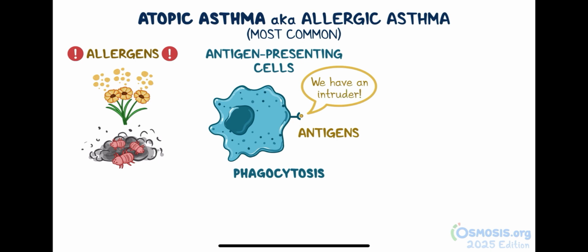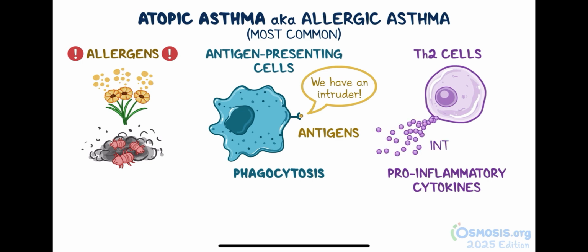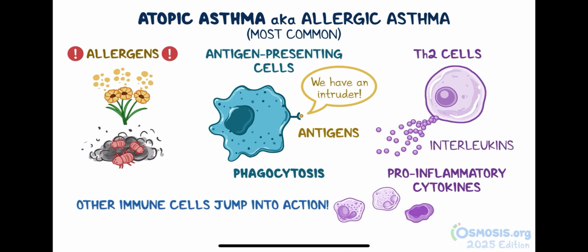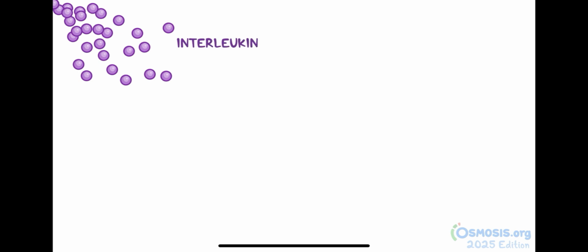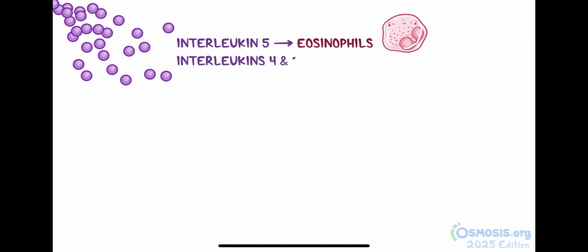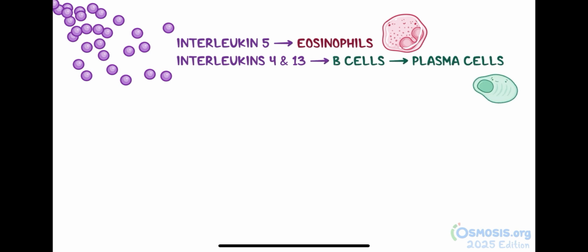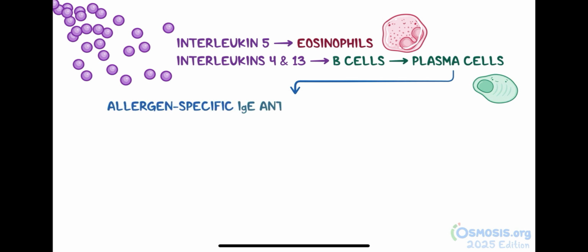It's their way of signaling to the immune system, "We have an intruder." Using these antigens, they alert Th2 cells to release pro-inflammatory cytokines called interleukins, which signal other immune cells to jump into action. Interleukin 5 activates eosinophils to join the response, while interleukins 4 and 13 stimulate B cells to differentiate into plasma cells. Next, these plasma cells begin producing allergen-specific IgE antibodies, which latch onto mast cells.